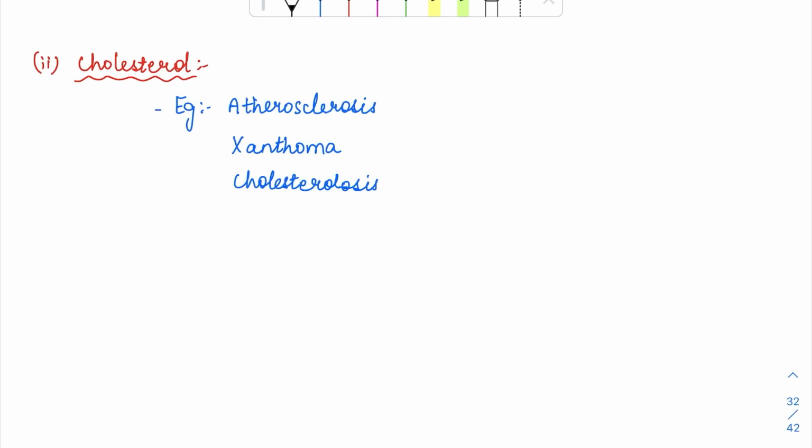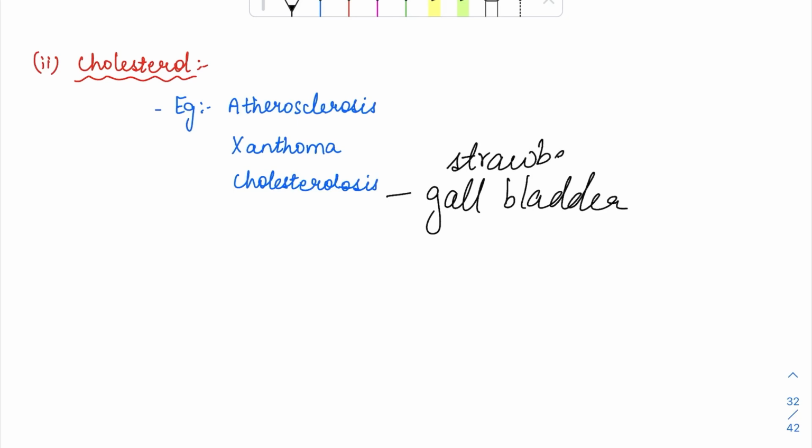Then cholesterolosis. Cholesterolosis is a condition seen in the gallbladder. In the gallbladder, the lamina propria is filled up with cholesterol-laden macrophages again. This kind of gallbladder is called a strawberry gallbladder, because grossly the gallbladder appears like a strawberry. The red part of the strawberry is compared with the mucosa of the gallbladder, while the dark spots in the strawberry are compared with the yellow spots which we see in cholesterolosis.